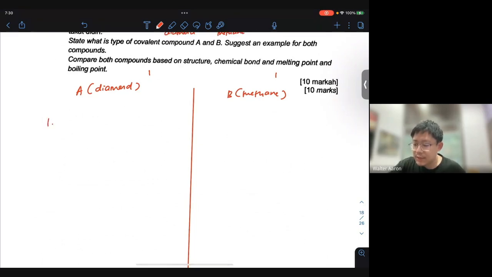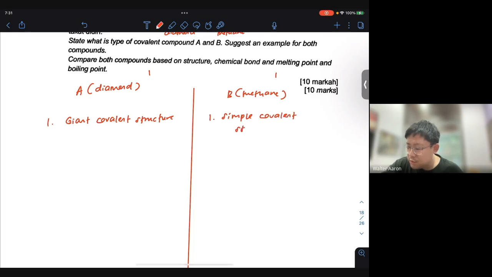So we'll say that diamond is a giant covalent structure. And then for this part here, you just put simple covalent structure. You can also put simple molecules, okay? All right, so you get another 2 marks over here.